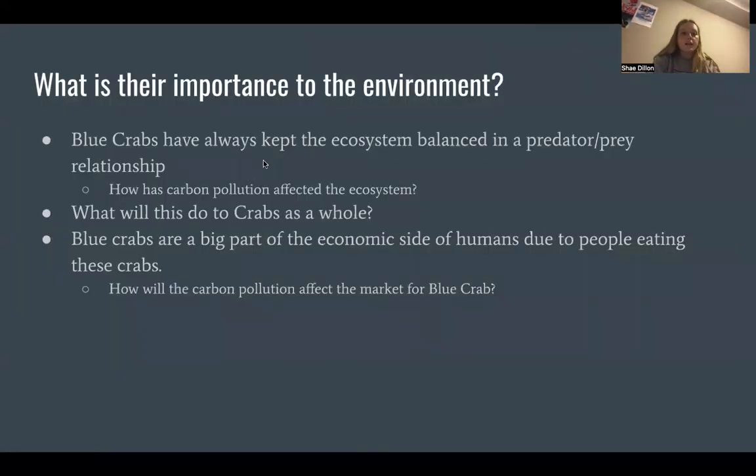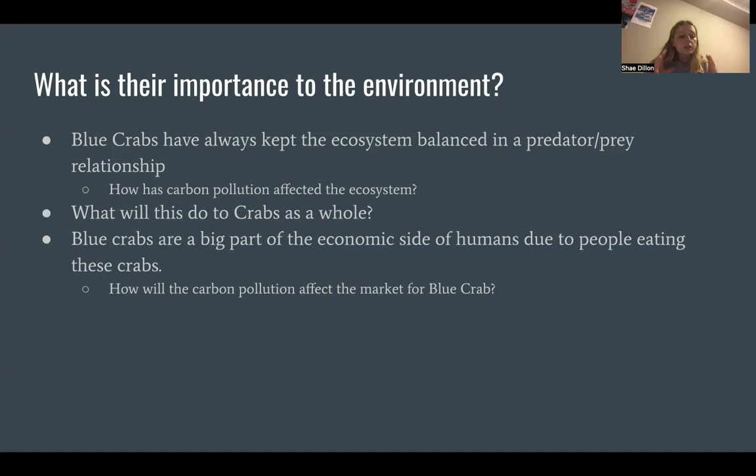And then why is it important to their environment? So blue crabs are always keeping the ecosystem balanced because they are in the middle of a food chain, which has definitely been affected by carbon pollution, since there's a lot of carbon getting put into the waters. And it's constantly increasing. This can affect the food chain that they're a part of, and it actually causes the blue crabs to become much bigger and a much bigger threat to their prey.